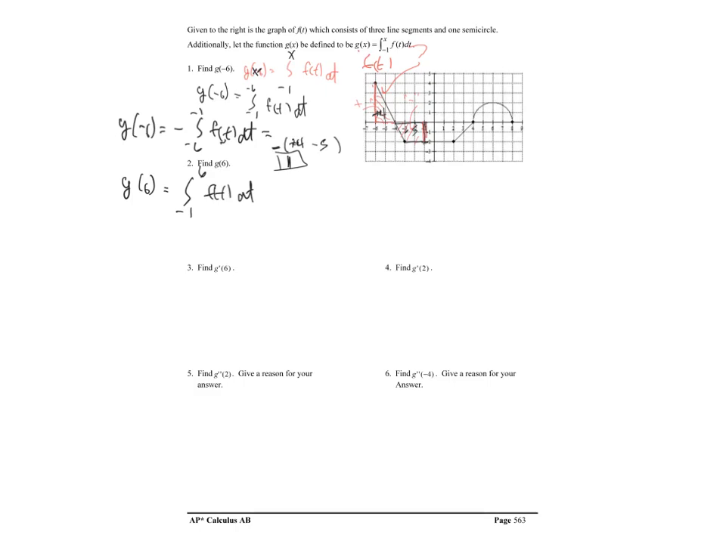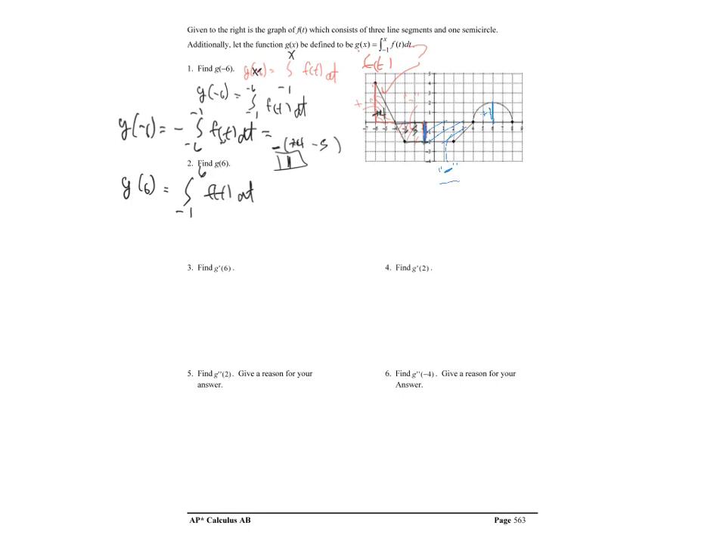Negative 1 to 6. Here's negative 1, and here is 6. What do I have? I have a trapezoid, negative answer. That's going to be negative. And a quarter circle, which is positive.